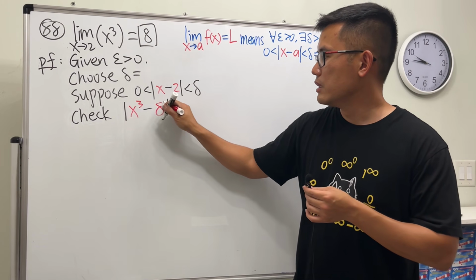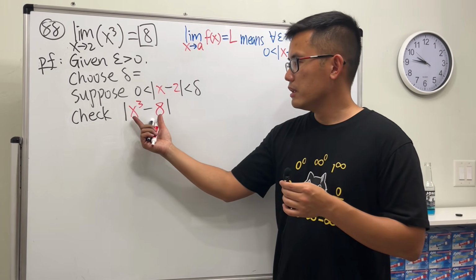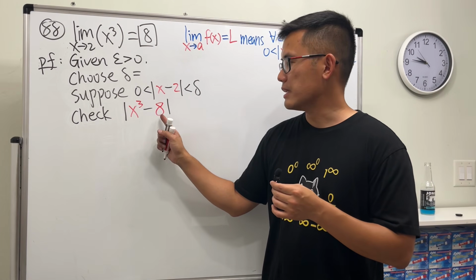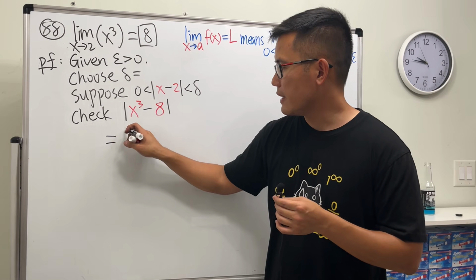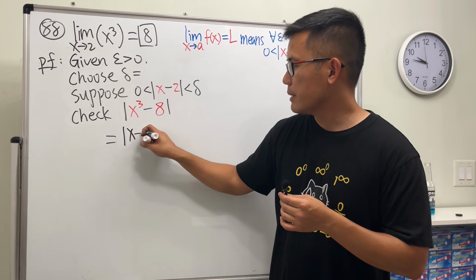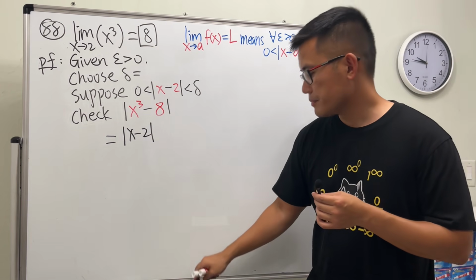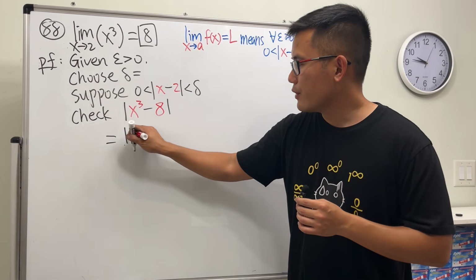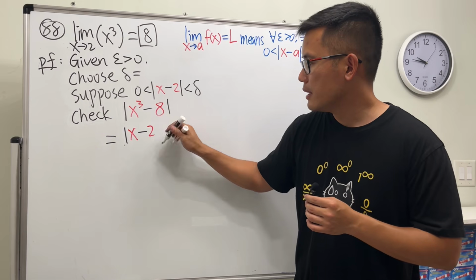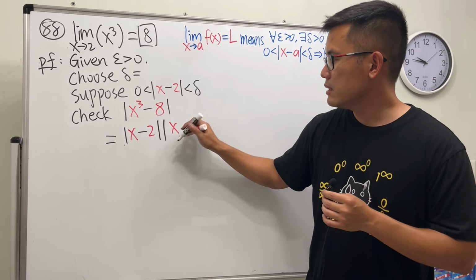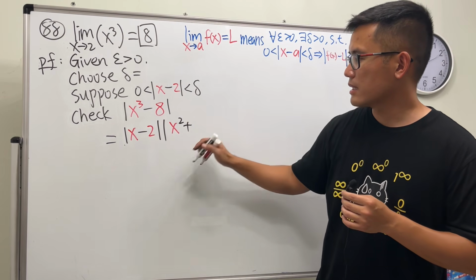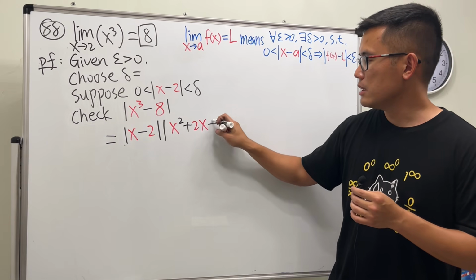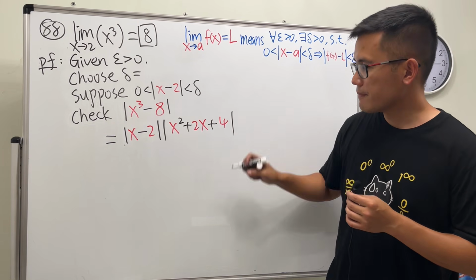Alright, here we go. Algebra work. This is the difference of two cubes, the same as 2 to the third power. So we can factor this as absolute value of x minus 2 times x squared plus 2 times x, which is just 2x. And lastly, we add 2 squared, which is 4.